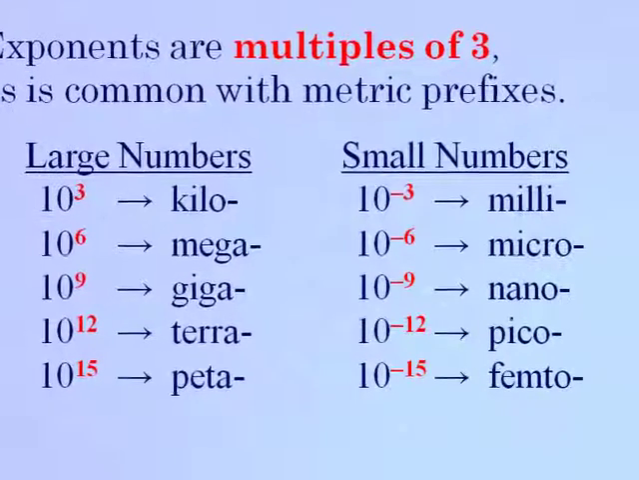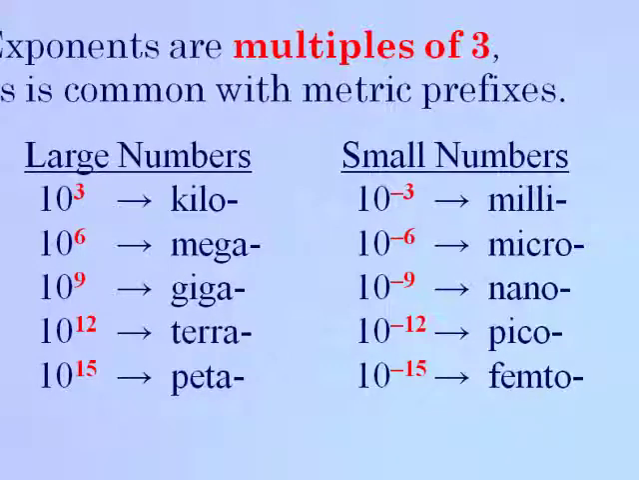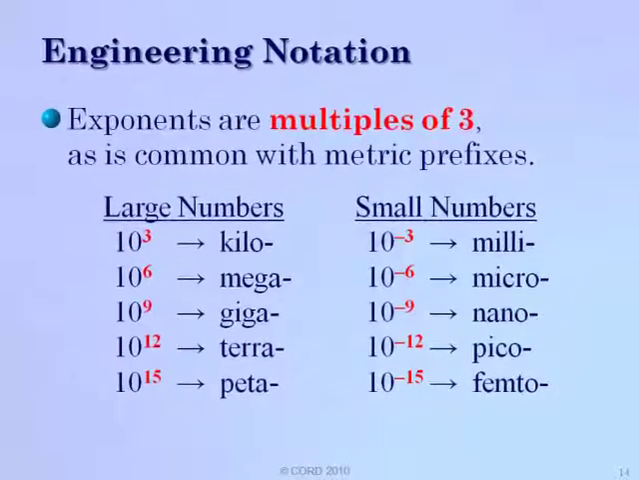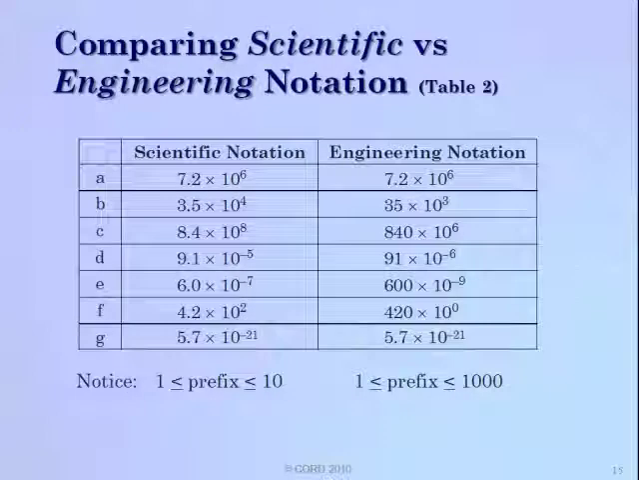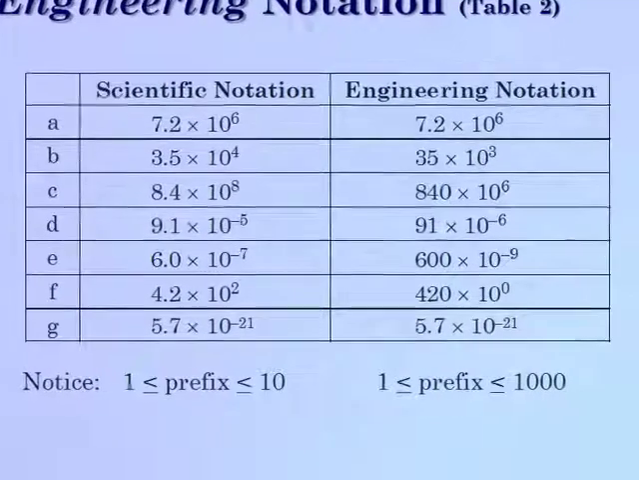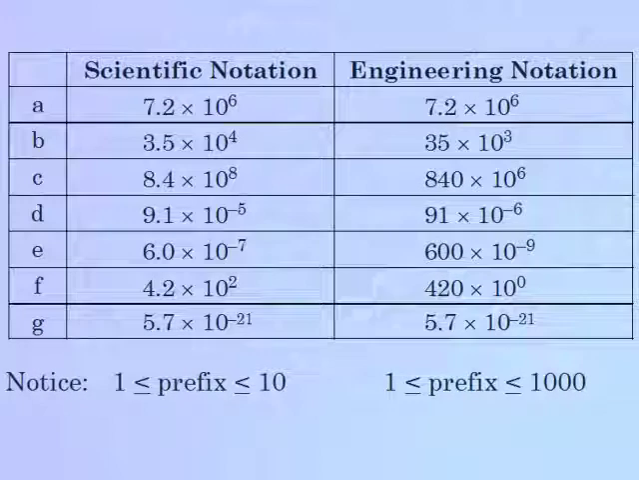And similarly, for small numbers, we have 10 to the minus 3, minus 6 or minus 9 and so forth. And those also correspond to metric prefixes that you've seen for the small numbers, as in millimeters and micrometers, nanometers, picometers, and so on. Comparing scientific notation and engineering notation, as shown in Table 2 in your text, you'll notice that there is sometimes a need to convert from scientific notation to engineering notation.